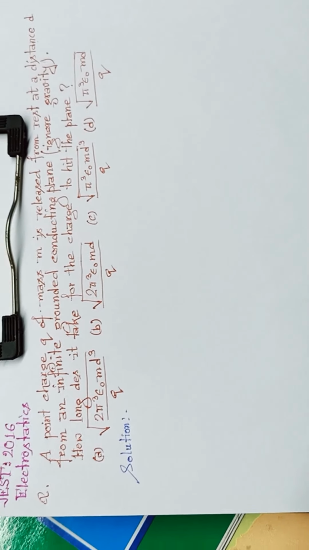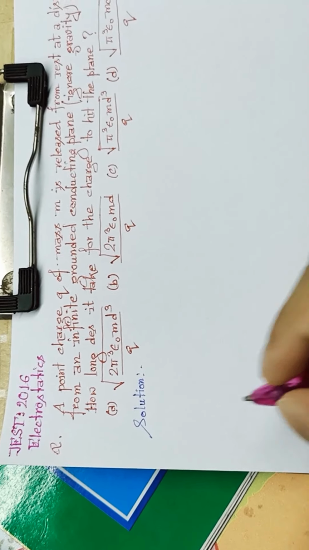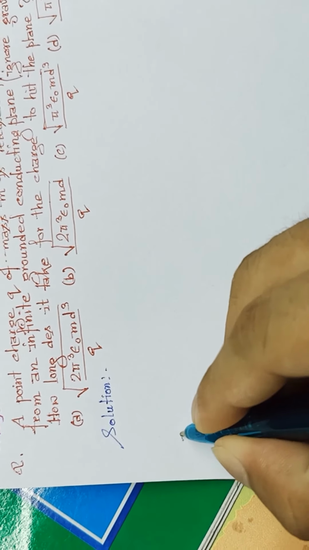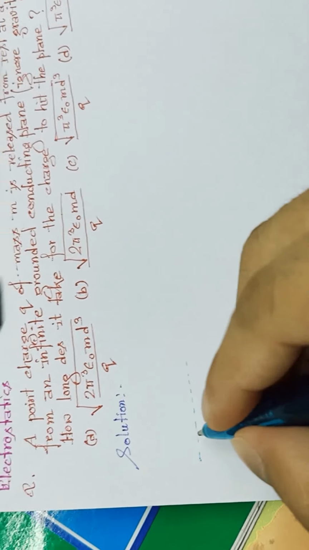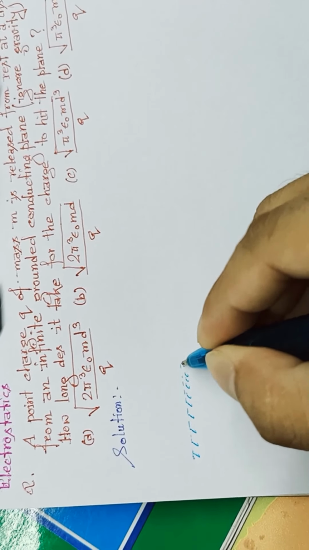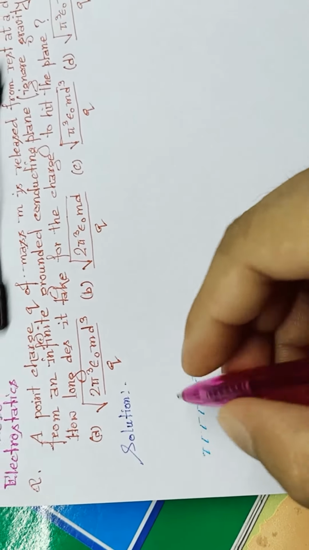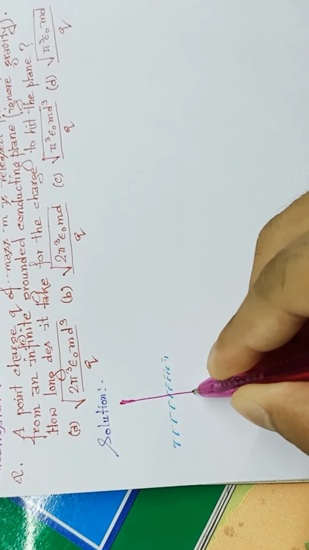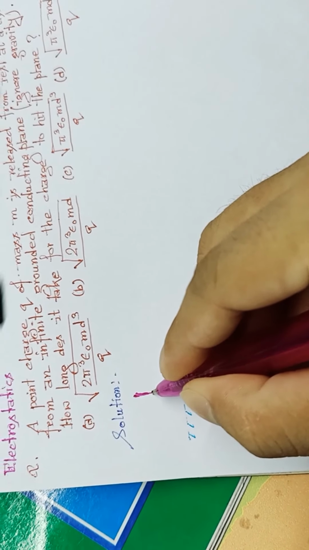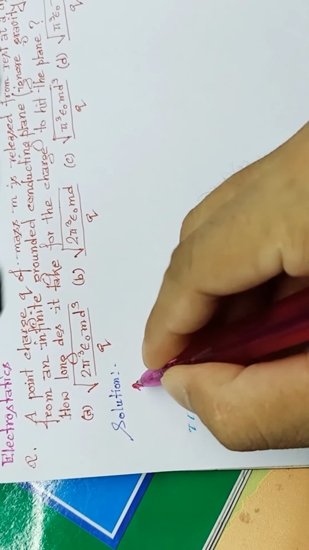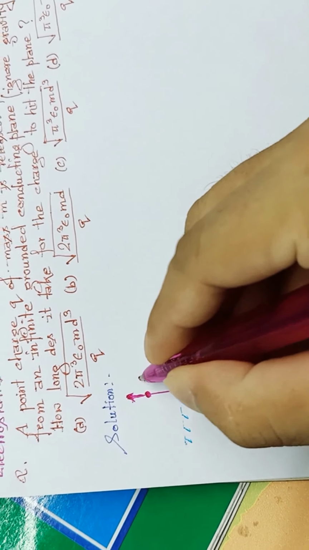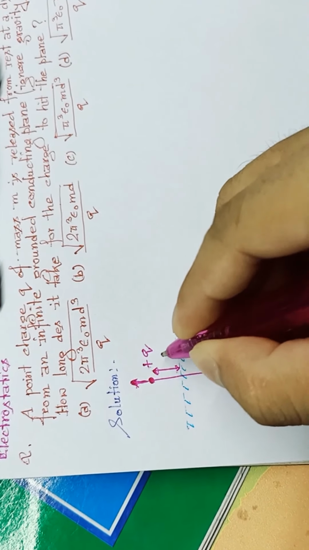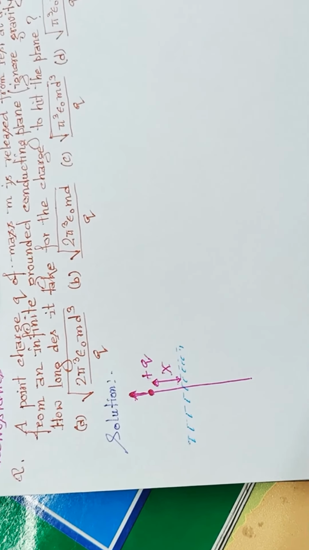So it is given in our question that there is a conducting plane. This is our conducting plane. And a charged particle is falling down. So this is our initial situation or initial position of our charged particle. This charge is equal to plus q, and it is located at a height x from the conductor.